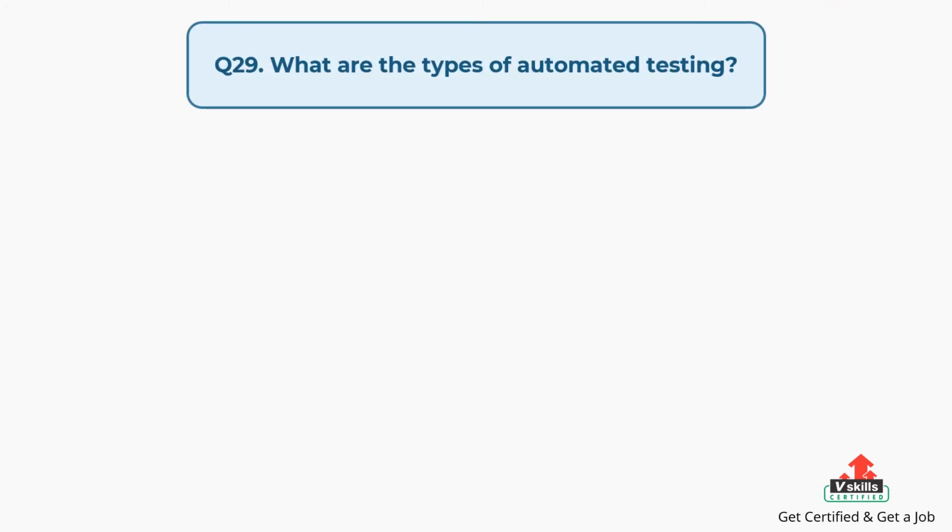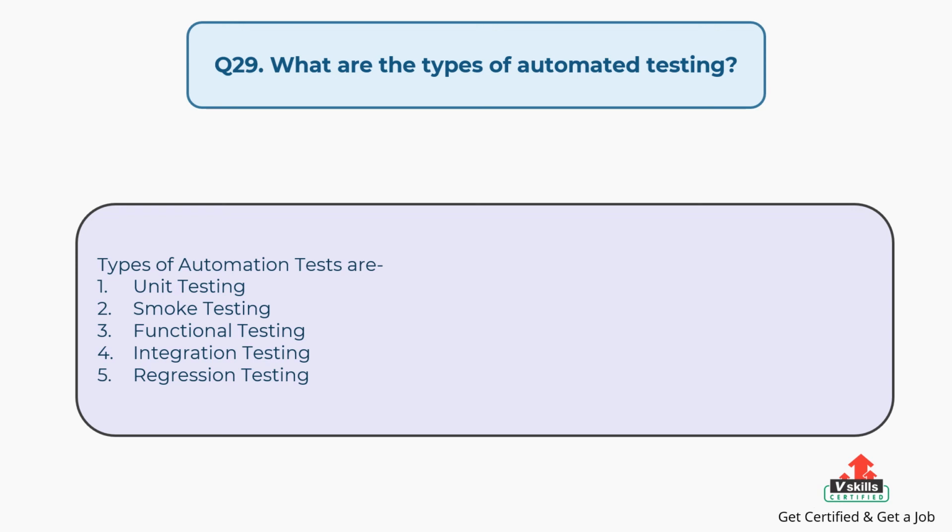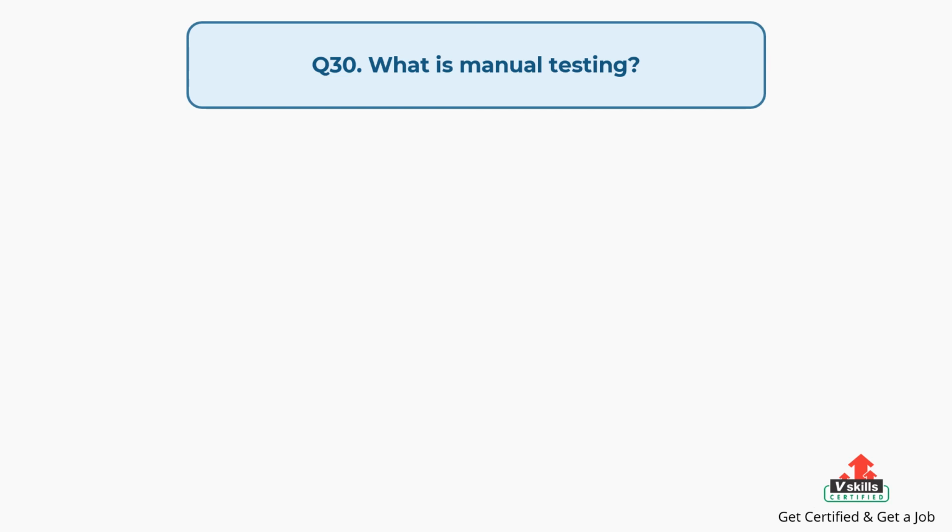Question number 29. What are the types of automated testing? The answer is: types of automation tests are unit testing, smoke testing, functional testing, integration testing, regression testing. Question number 30. What is manual testing?